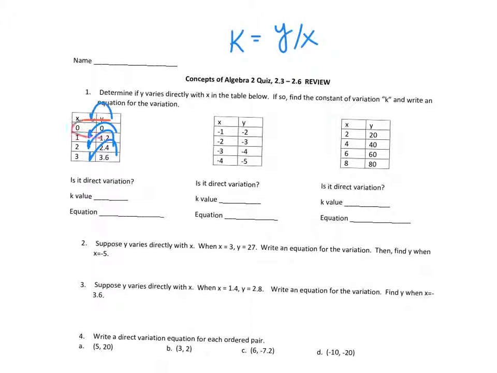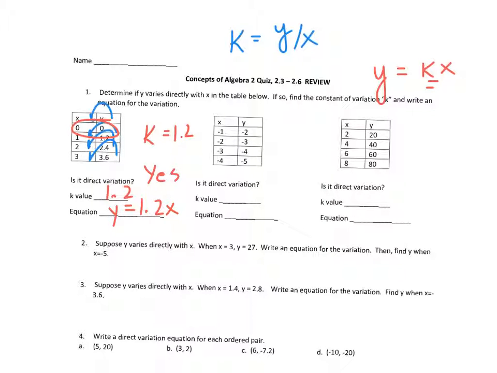Now, I keep away from 0 divided by 0 because that's just a special case, but when I divide 1.2 by 1, 2.4 divided by 2, 3.6 divided by 3, I get 1.2. So that means, yes, it's direct variation, and the k is 1.2. So my equation is y equals 1.2x, because direct variation is y equals kx. So we're finding our k.